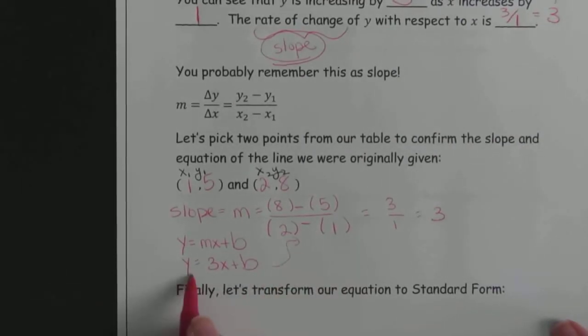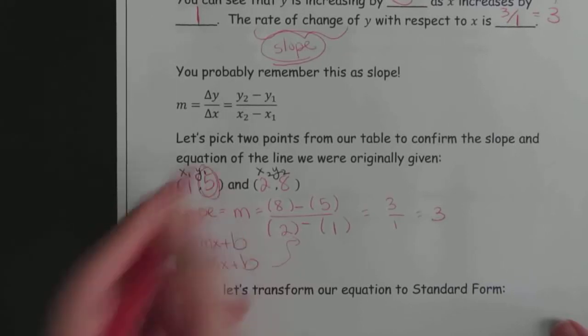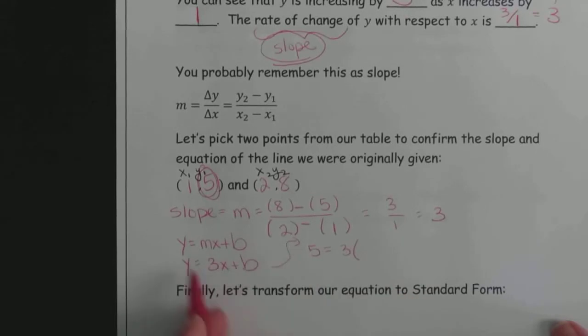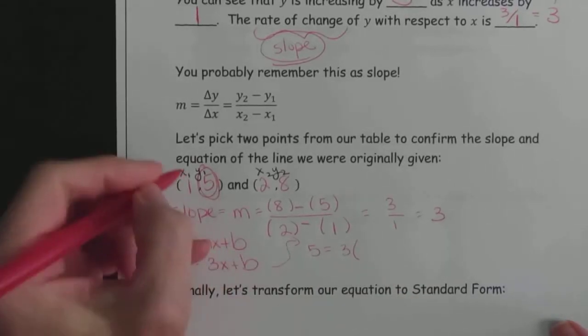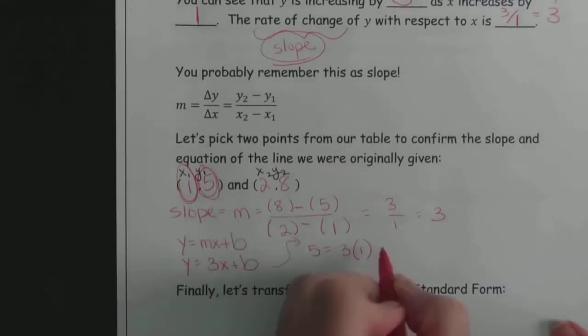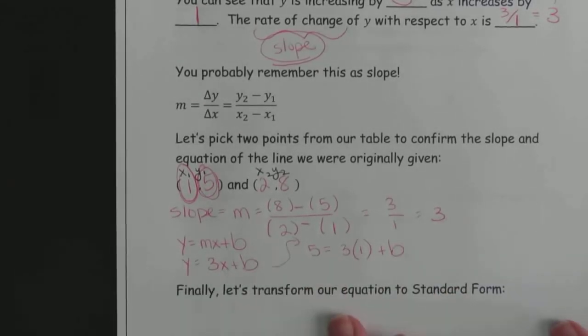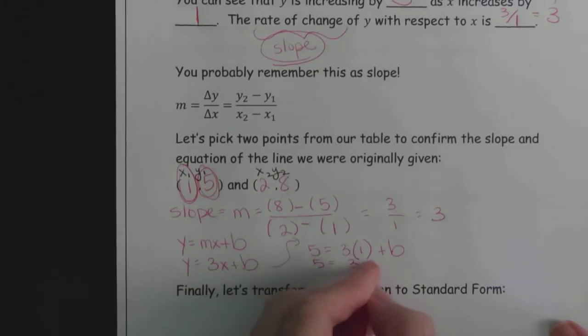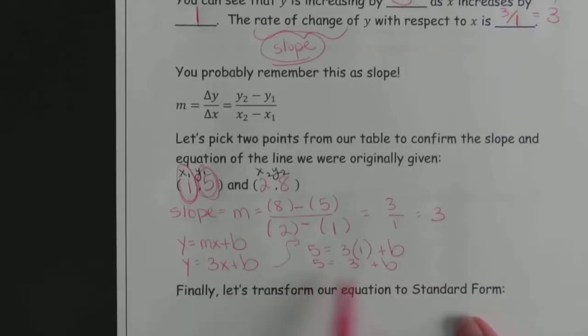So let me do that next. I'm kind of out of room here, so let me come up here. I'm going to let my y be 5. So I'm going to do 5 equals 3 times, now I'm going to put my x in. My x is 1, plus b. Solving this for b, I have 5 equals 3 plus b.